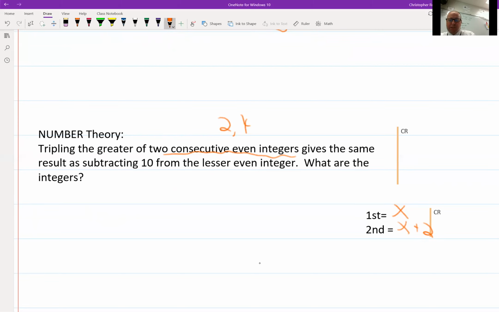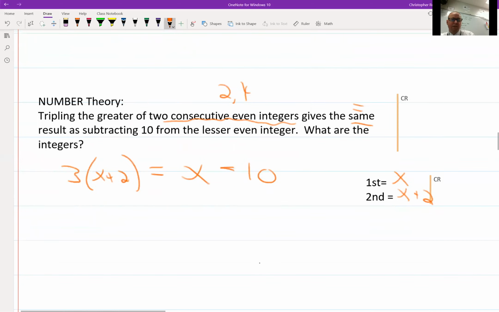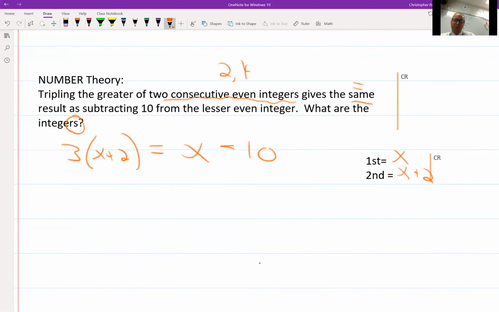Tripling the greater. Which one has to be greater? Something plus 2, right? So I have to triple the greater, which gives the same result as subtracting 10 from the lesser integer. What are the integers? All right, so make sure in the end I have 2 answers, right? We're going to find x, then we'd add 2 to that. 3x here plus 6, x minus 10. From here, you guys should be able to go and solve this thing and get our 2 answers.